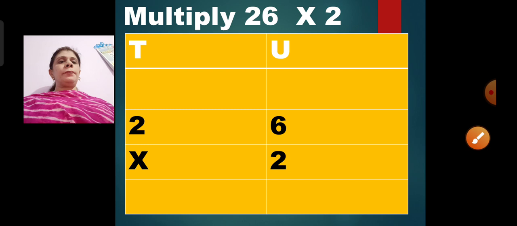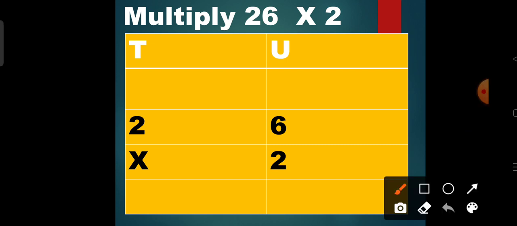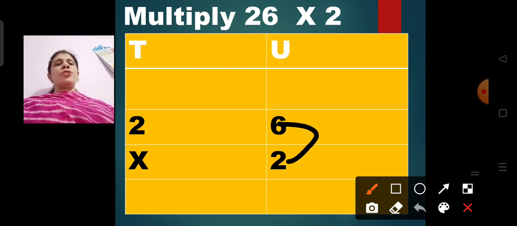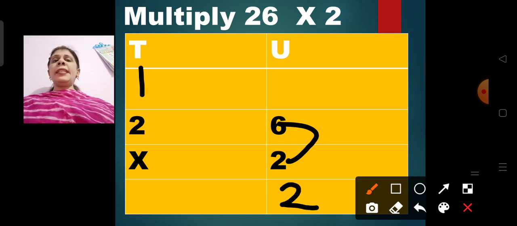Next. 26 multiplied by 2. What is my question, children? 26 multiplied by 2. Now here the numbers are arranged according to their place value. Okay, so let us start multiplying. 6 2s are 12. So I will not write the full 12 in one box. This is multiplication by carrying over. I will write 2 here and 1 I will carry over in tens place.